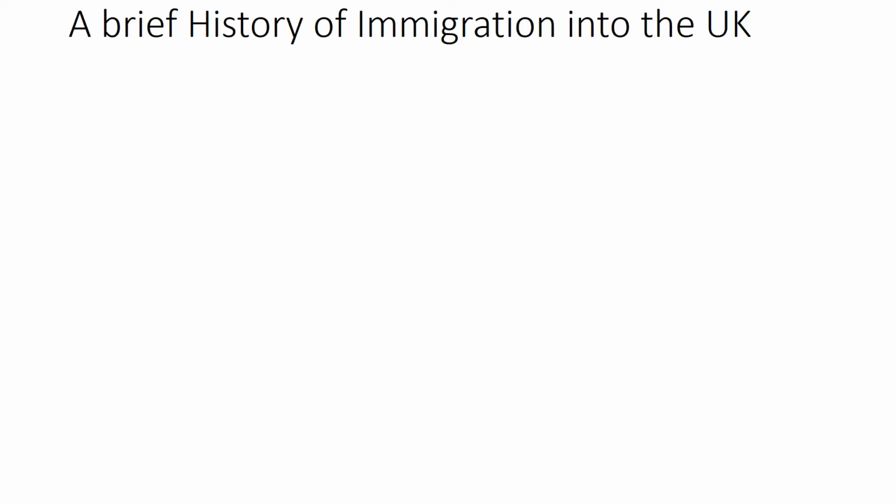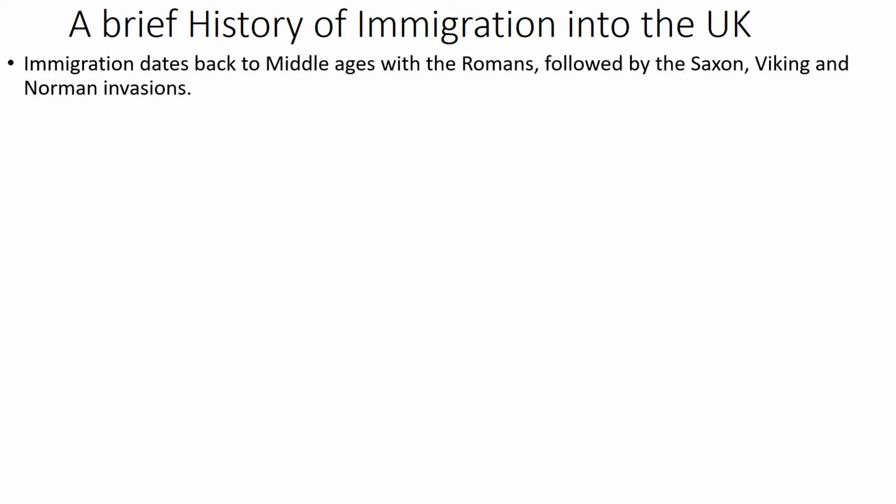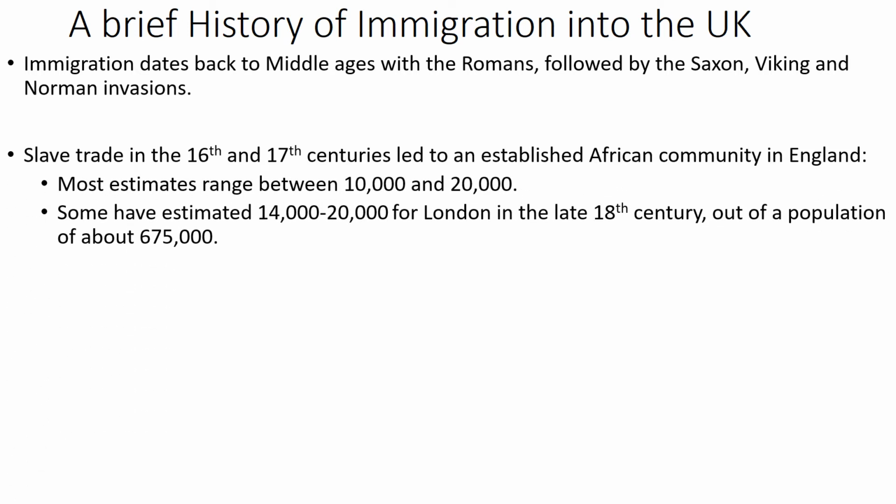So firstly, I'd like to look at a brief history of immigration within the UK. It has always been a common part of the UK's history and dates back to the Middle Ages, when the Romans, followed by the Saxons, Vikings, and Norman invasions happened. Then there was the slave trade in the 16th and 17th century, which led to quite an established African community within England. Now, obviously, these were forced migrations, not by choice.